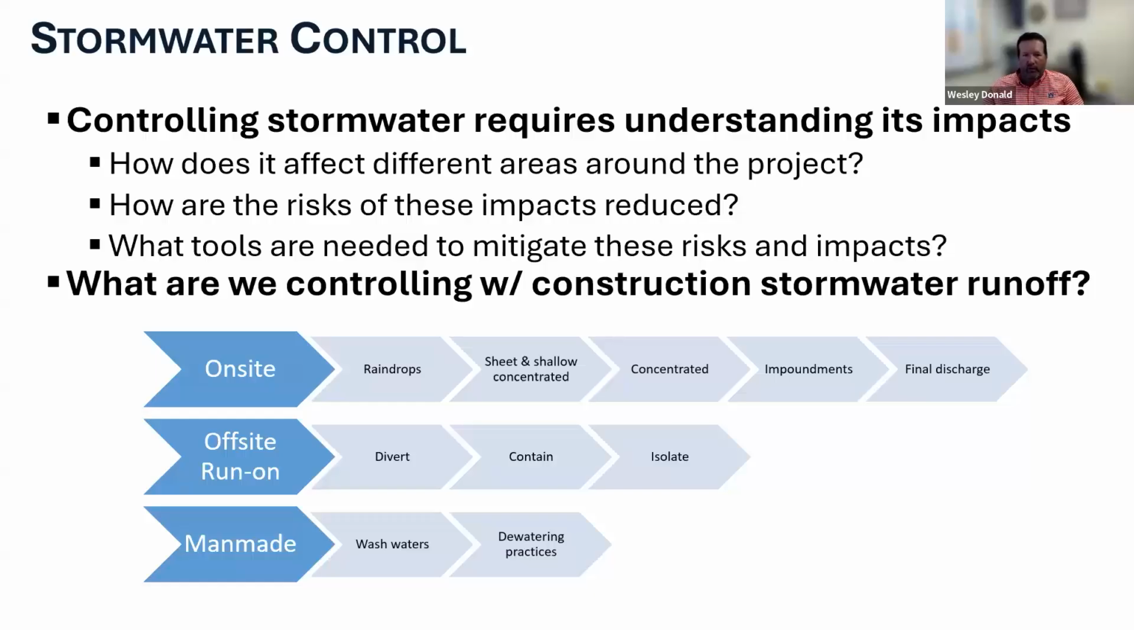So on a project, what are we controlling? Well, we have on-site stormwater runoff. This means raindrops falling directly on it. Sheet and shallow concentrated flow leads to concentrated flow, and eventually goes to impoundments and our final discharge. Off-site, we divert the run-on coming from off-site. We contain it and we isolate it. We try to minimize polluting it further than how it was on site. We don't want to pollute more water that's going to require us to treat it more.